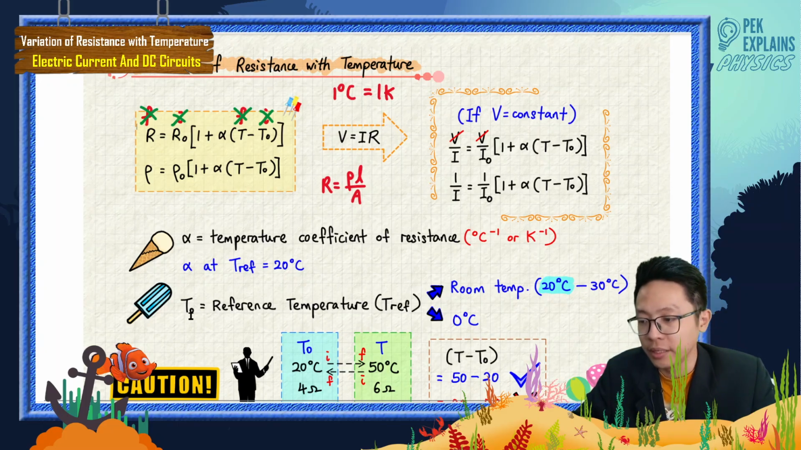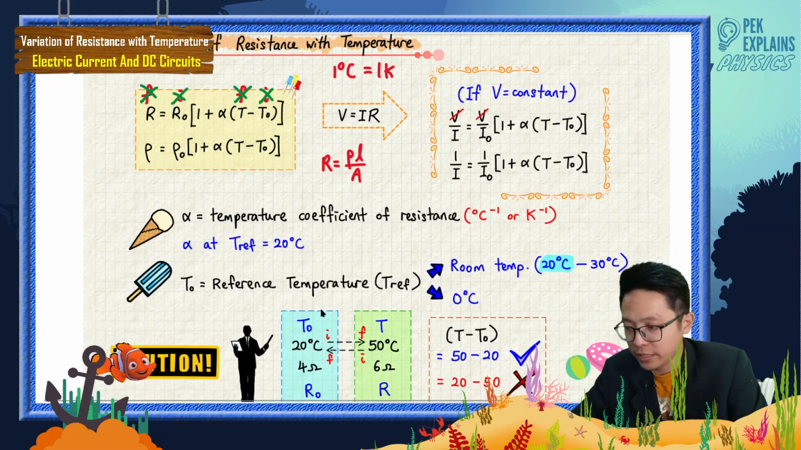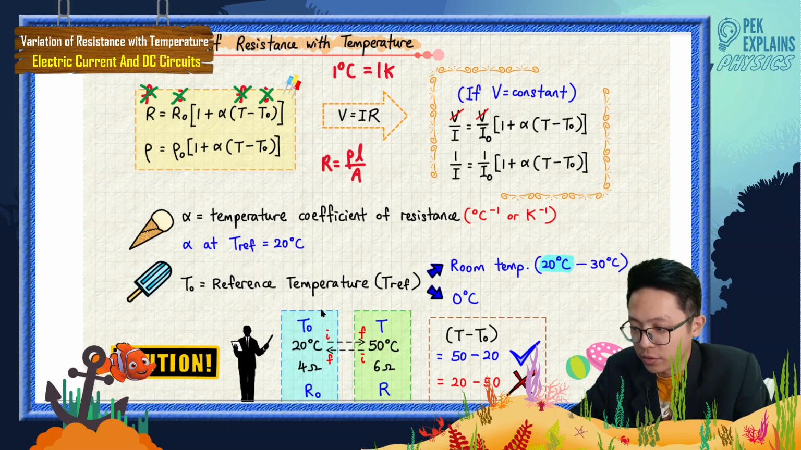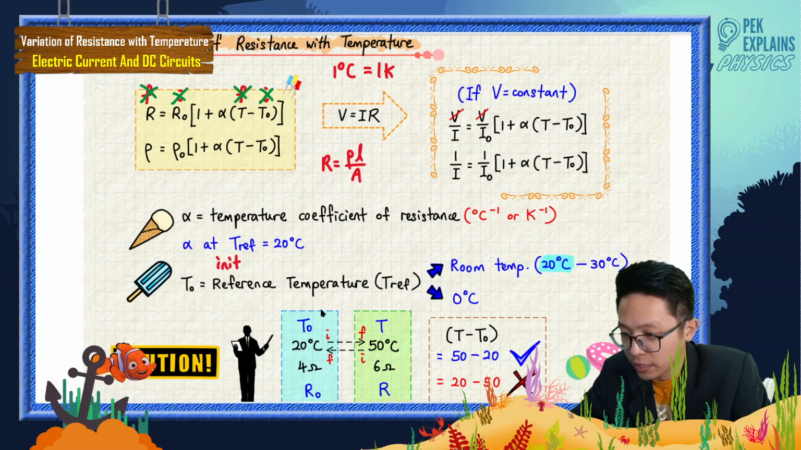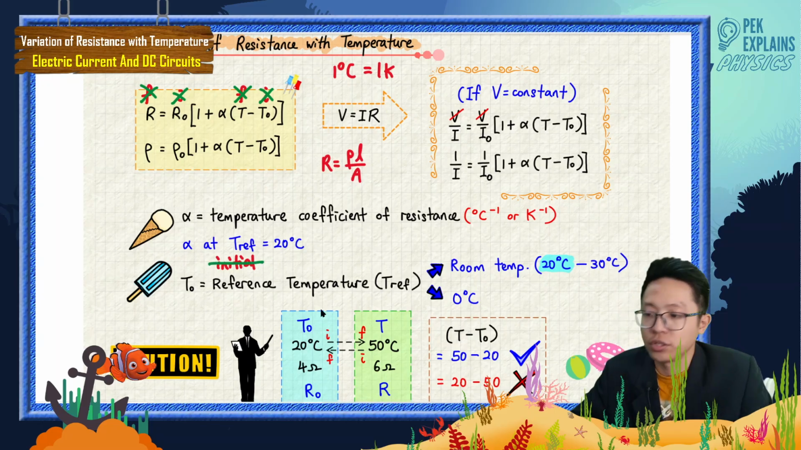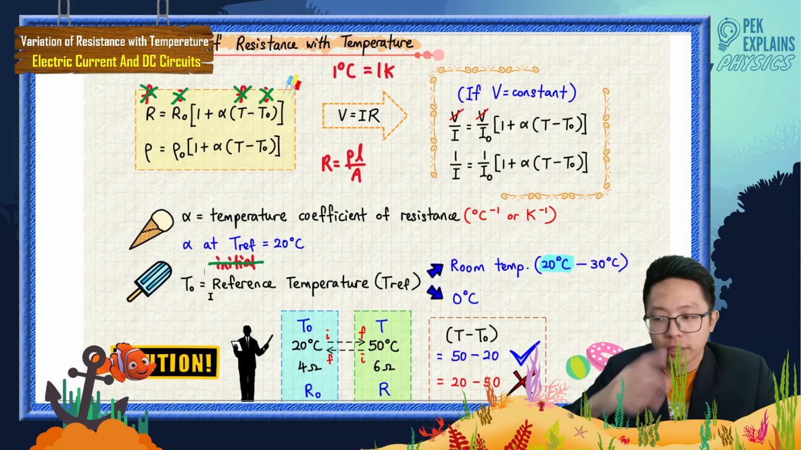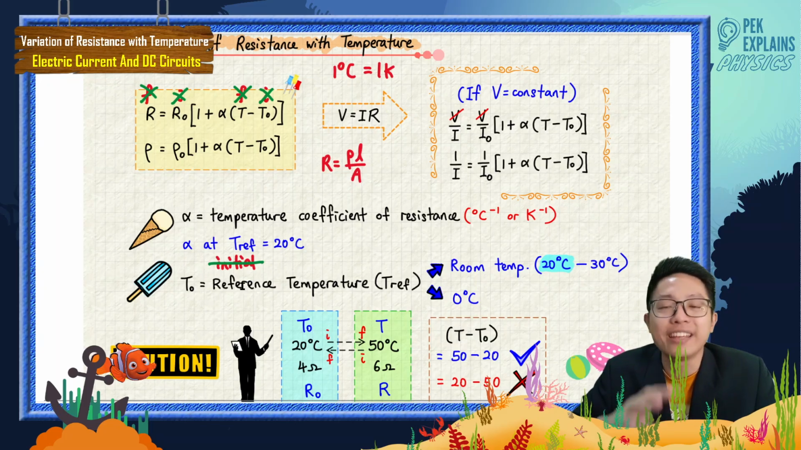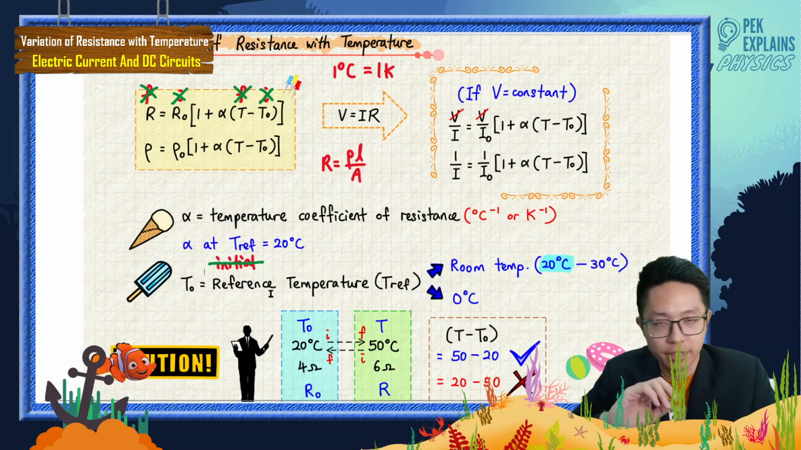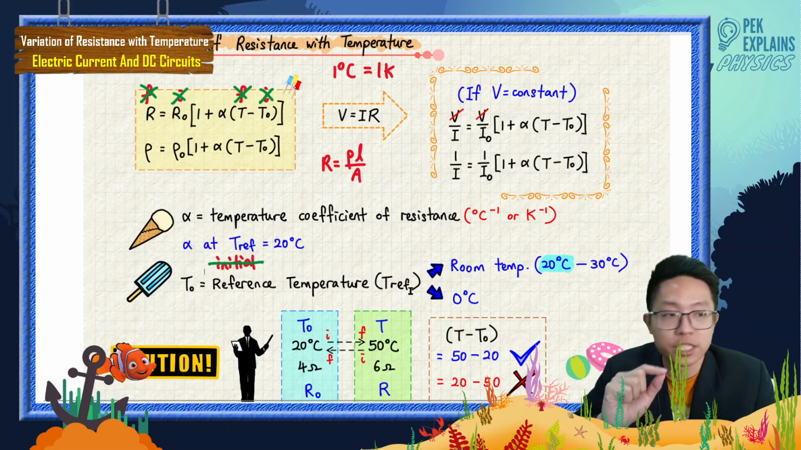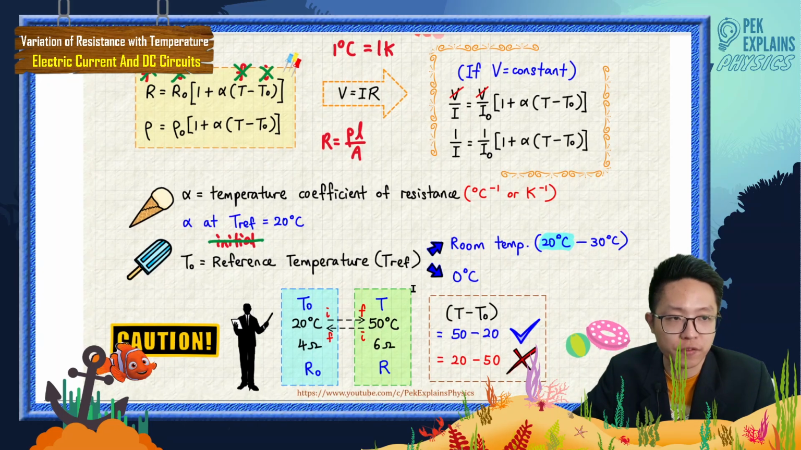T naught here is called the reference temperature. It's not the initial temperature. So here is a misconception that you need to take note of. T naught is not the initial temperature. It is known as the reference temperature. What is meant by reference temperature? Reference temperature has a specific value.